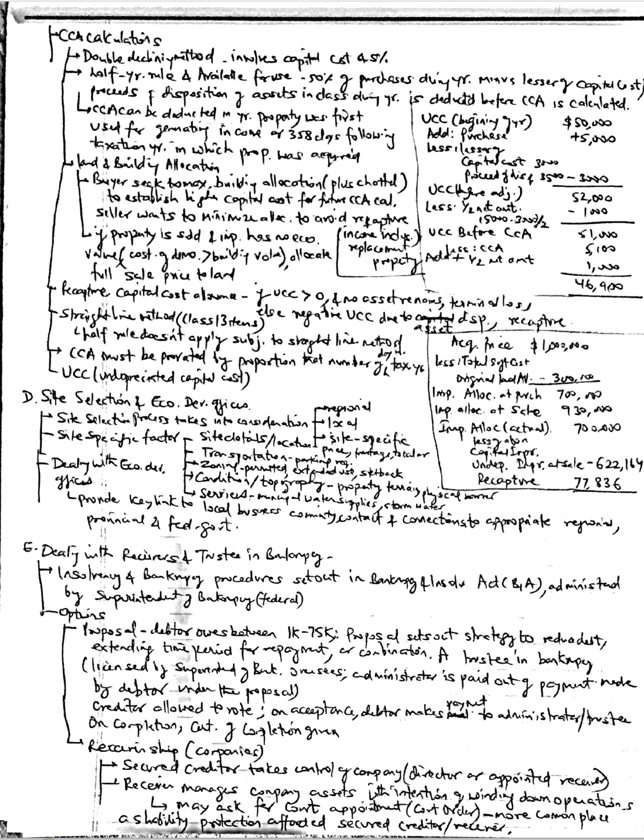The proposal can be made by any debtor who owes between $1,000 and $70,000. Special provisions apply to larger amounts. Proposals set out a debtor's strategy to creditors for reducing the debt, extending the time period for repayment, or some combination thereof. A trustee in bankruptcy, licensed by the Superintendent of Bankruptcy, oversees the process and prepares the proposal. The administrator is paid out of the payments made by the debtor under the proposal.